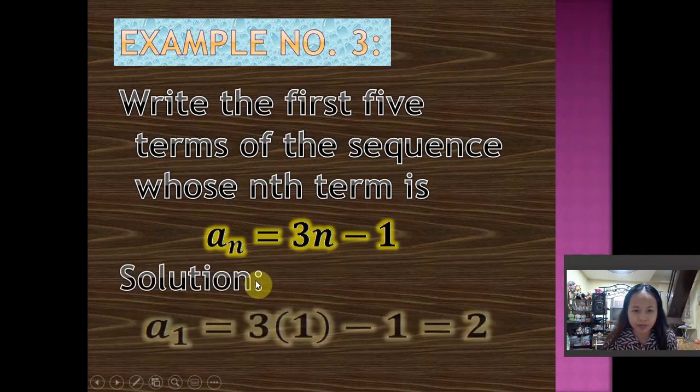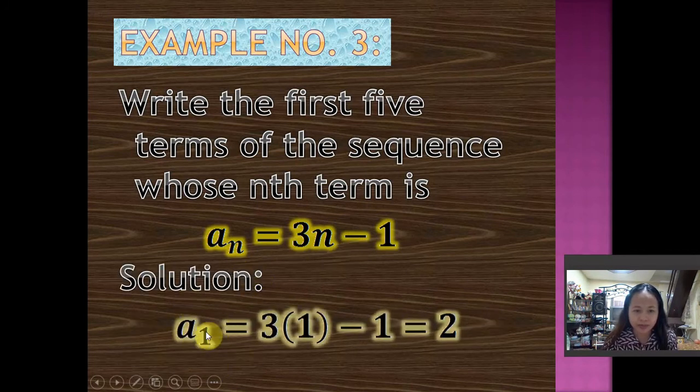So, solution. For the first term, since it's the first term, we will replace n with 1. This n here will be replaced with 1. So that is 3, copy 3, and then copy minus 1. So we have 3 times 1, that's 3. Minus 1, that is 2. So therefore, our first term is 2.